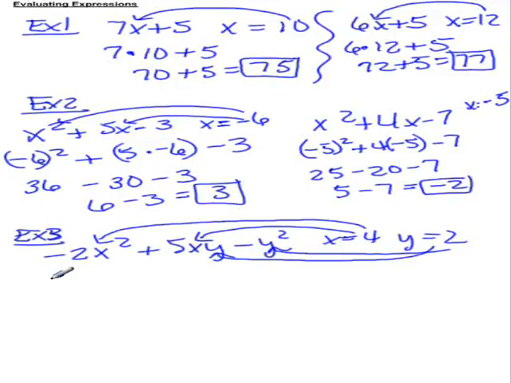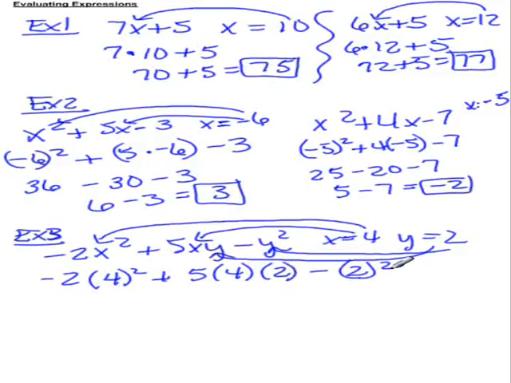So here we go. It's a negative 2, parentheses, x is 4, so we're going to square the 4, plus 5 times 4, and then y is 2, then minus 2, and we want to square it. Okay, so let's do this. First of all, we want to take care of exponents, right? Remember, a lot of you try to do negative 2 times 4 and then square. That's not what this says. This says negative 2 times 4 squared. So we have to do the exponent first.